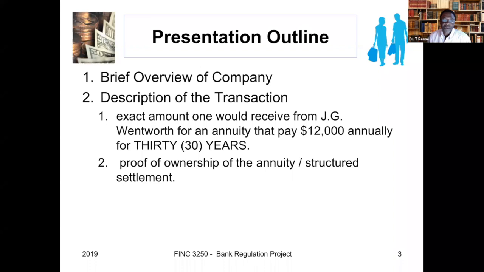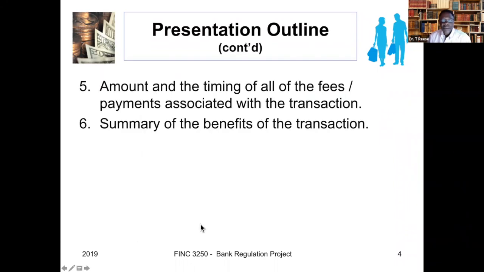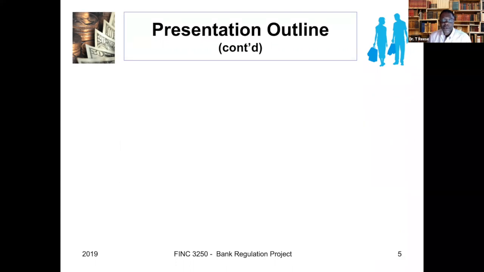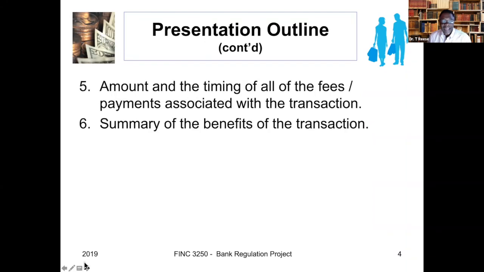You'll also identify what proof of ownership of the annuity or structured settlement J.G. Wentworth would require before they would complete this transaction. Slide 4, you're going to identify the amount and timing of all fees associated with completing the purchase of that annuity, and you will identify and summarize any benefits associated with the transaction. So for example, one of the benefits is you get ready cash now.